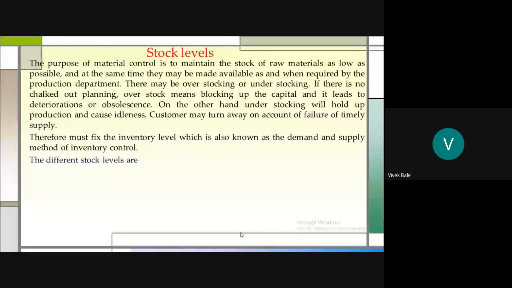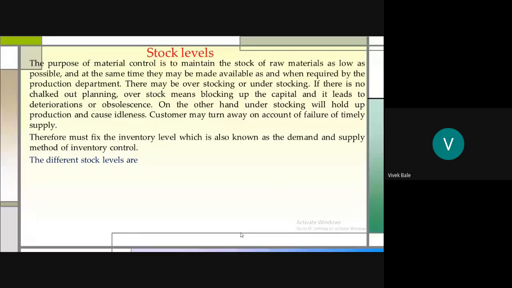On the other hand, when there is understocking, it will lead to the stoppage of production, and therefore the customer may turn away on account of failure of timely supply. If you are not able to supply the goods on time because you don't have the available material on time in your production, at this point the customer may change their preference to another manufacturer. And therefore, every company must fix a stock level, which is also known as the demand and supply method of inventory control. Have you understood what is the meaning of stock levels?